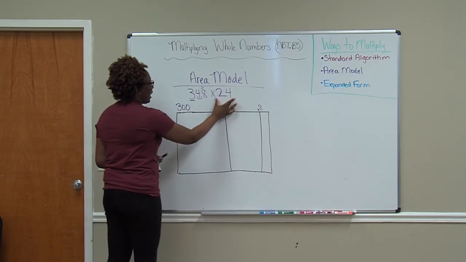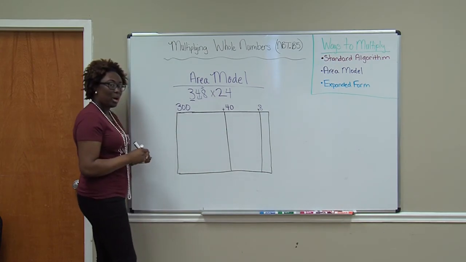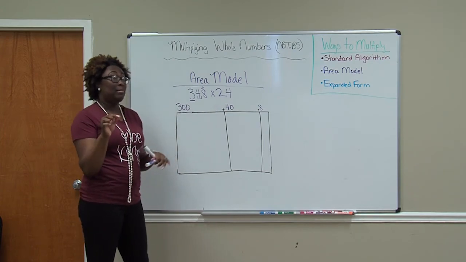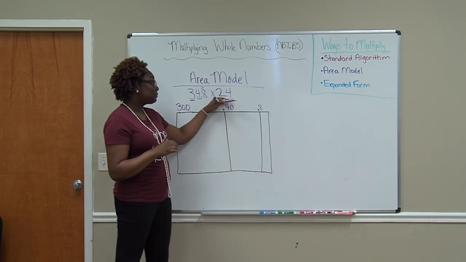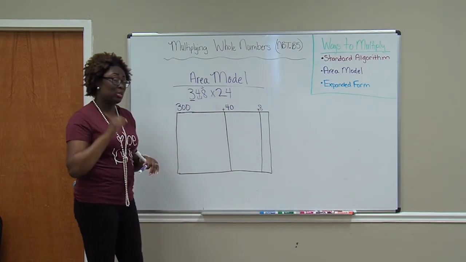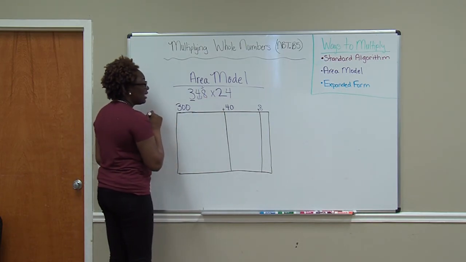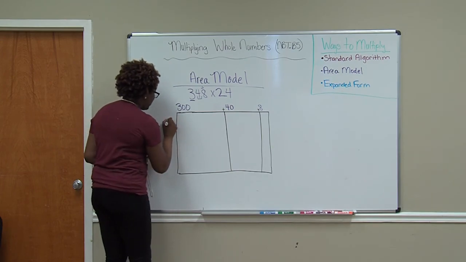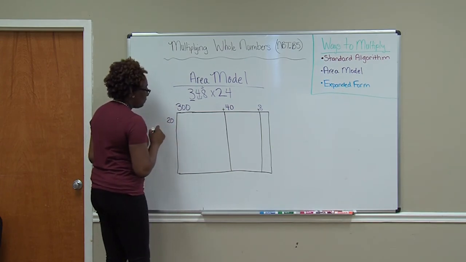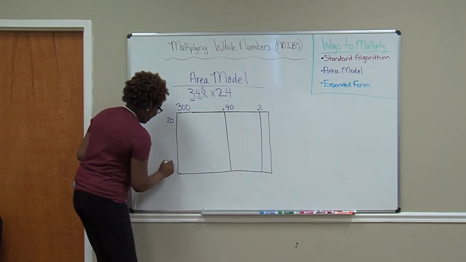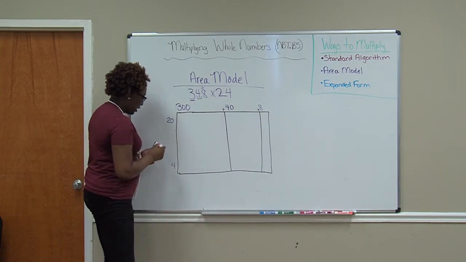Now we need to look at our second factor, 24, and break it down by the value of each digit. This 2 is in the tens place, so that represents 20. This 4 is in the ones place, and that's just 4.